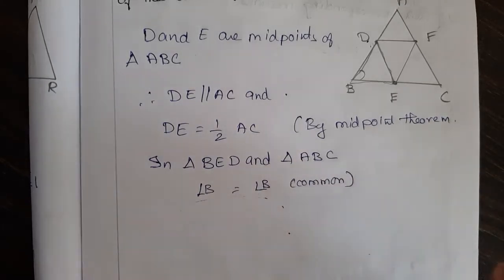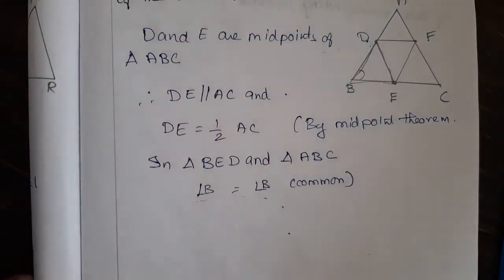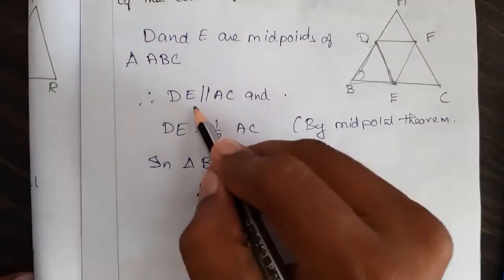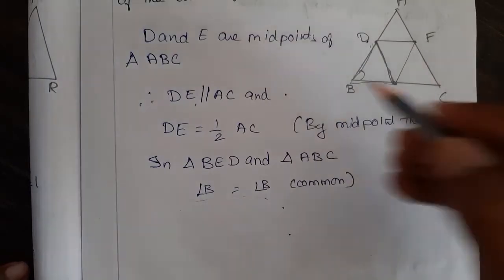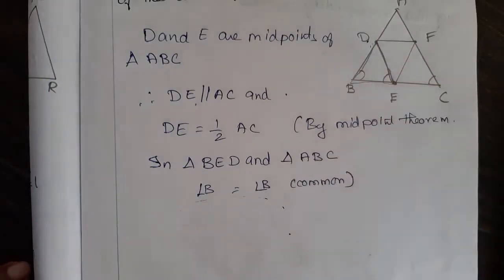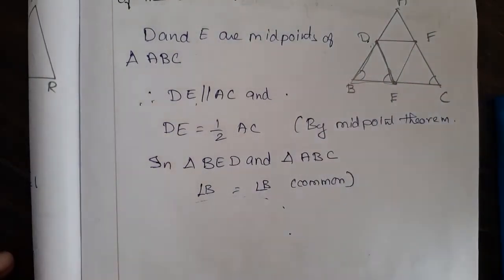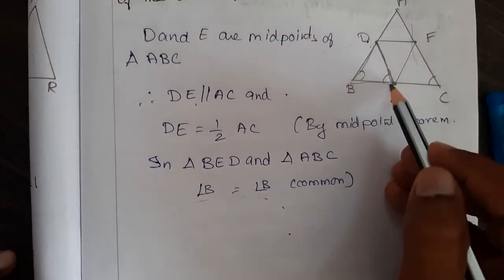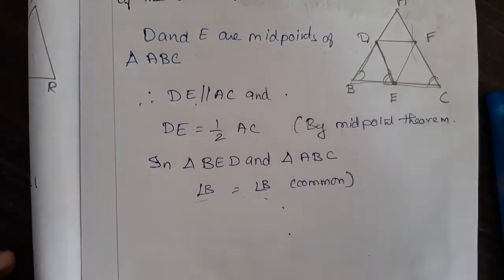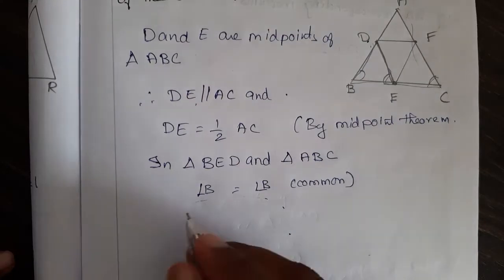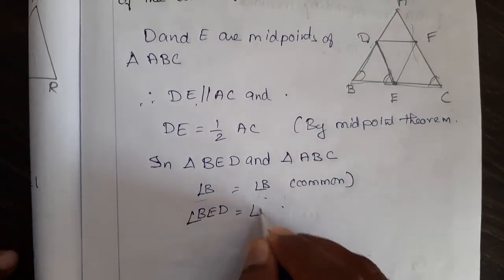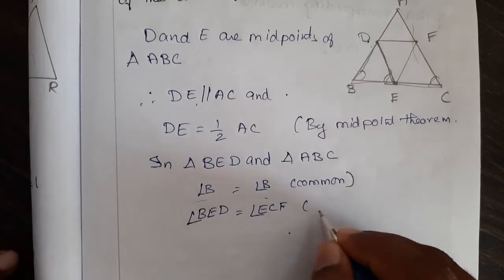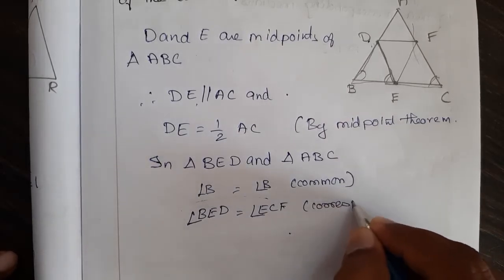And the next one, we can say that these are parallel. We already said DE is parallel to AC. Then this angle and this angle will be equal, since they are corresponding angles in the parallel lines. This is the parallel line and this is the transversal which cuts. Then these are the corresponding angles. So angle BED is equal to angle ECF, the corresponding angles.